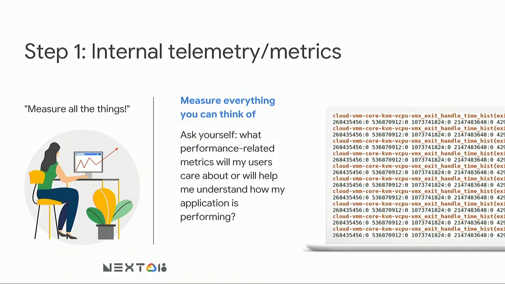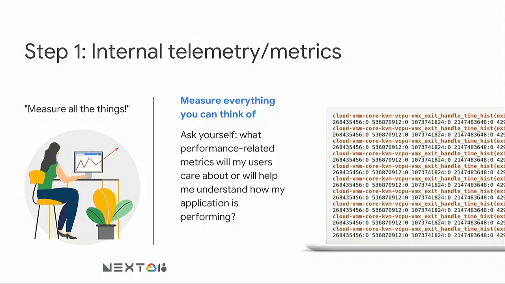So step one for any kind of performance analysis on a complex system is to measure everything you can think of. We think in terms of what are called service level indicators, and essentially a service level indicator is simply a metric that you want to track, like the number of VM exits, for example, plus the reason for the VM exit, cache misses, TLB misses, that sort of thing.